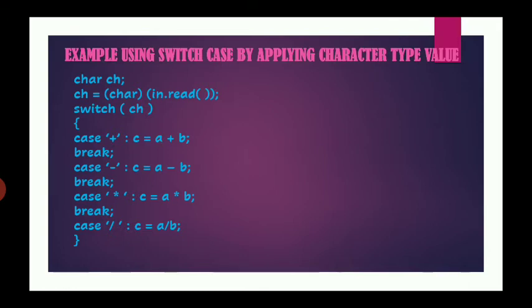So all these signs will be stored in the ch, and then the case will be checked. If it is plus, then it will add. If it is minus, it will subtract. If it is multiply, it will multiply, and if it is slash, it will divide.